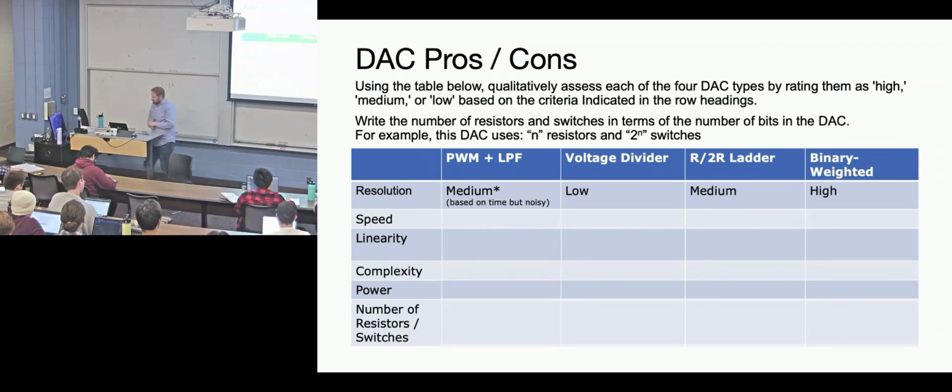Said the voltage divider was high, and then the other two were medium high, medium low. Like the R2R ladder and the binary weighted were medium high, medium low, because you have to wait for the op-amp to do the feedback loop. Oh, that's a good point.